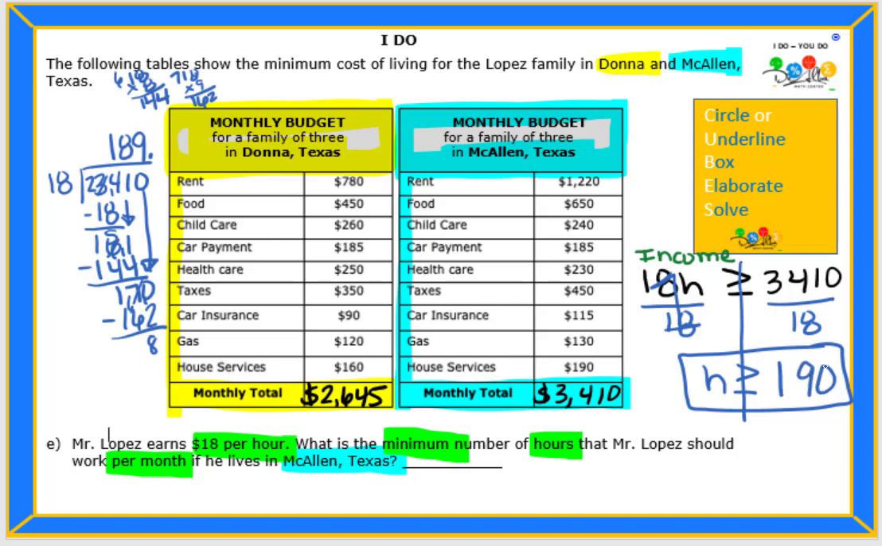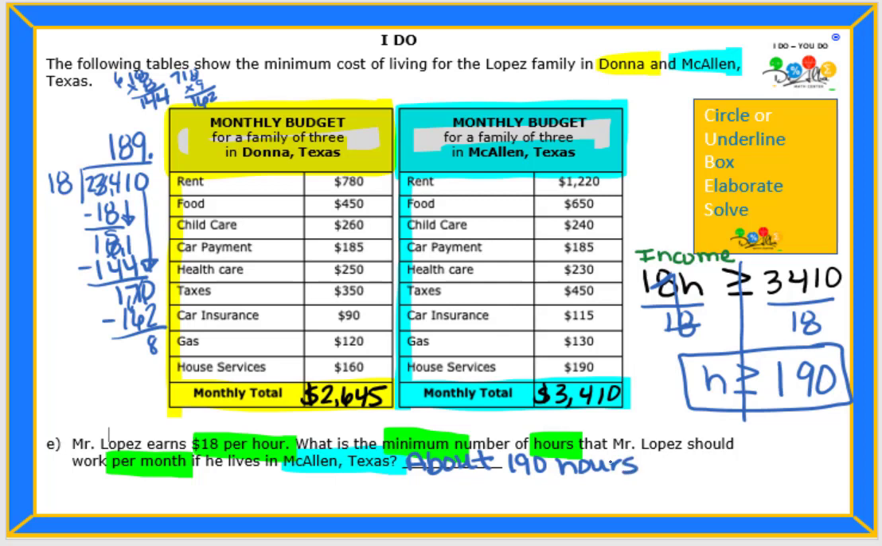So if this family decides to live in McAllen, Texas, Mr. Lopez will need to work at least 190 hours. So he can work 190 hours and he will have the exact amount that he needs to pay his monthly budget, or he can work more hours and have a little bit more. So he needs to work about 190 hours.